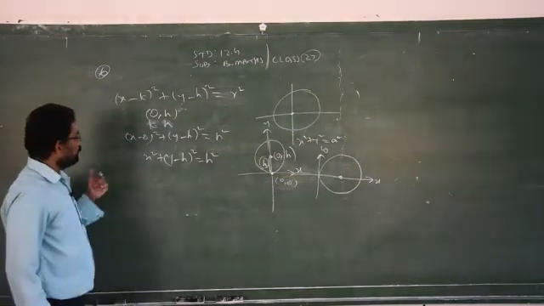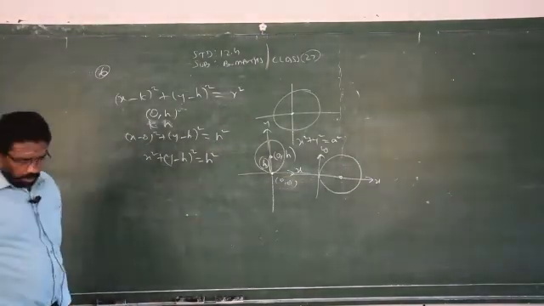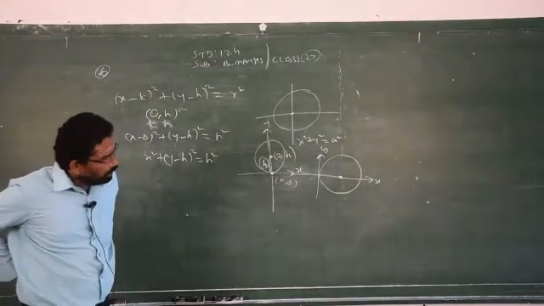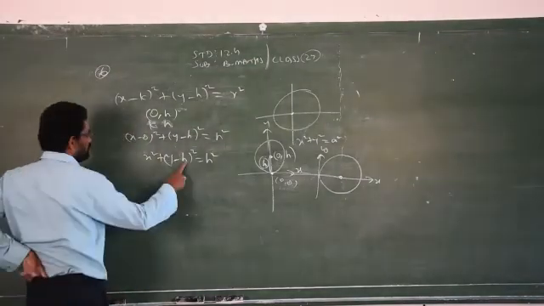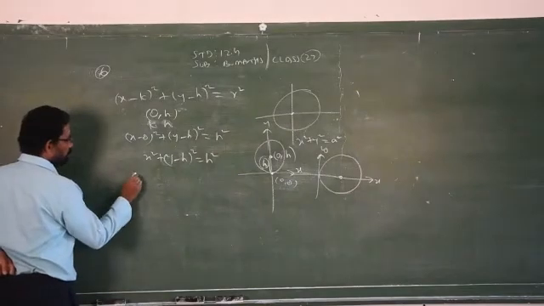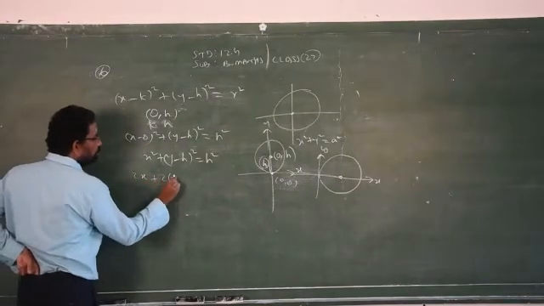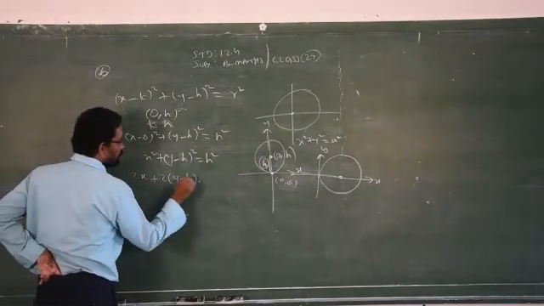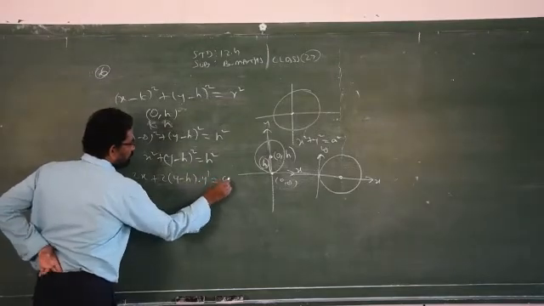Now you have to differentiate. Now how many constants are over here? Only one constant. Don't say two constants, both are the same. So differentiate: 2x, plus 2(y minus h) y dash is equal to 0.